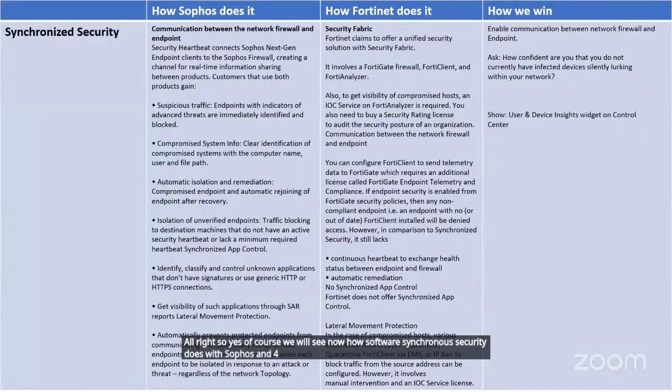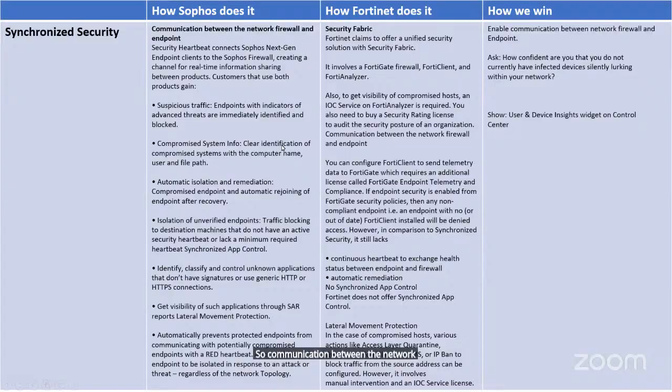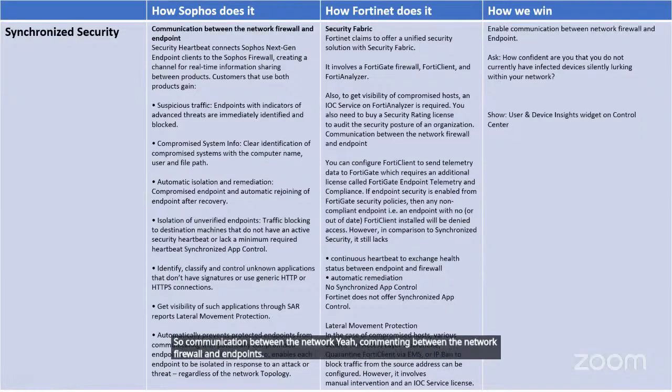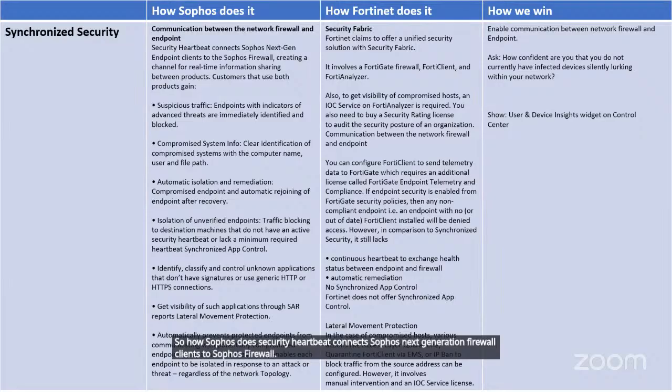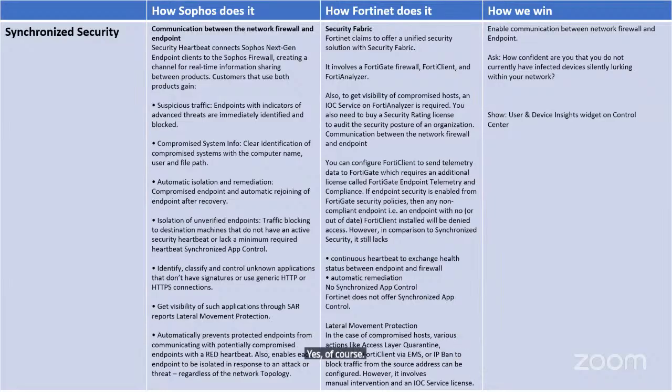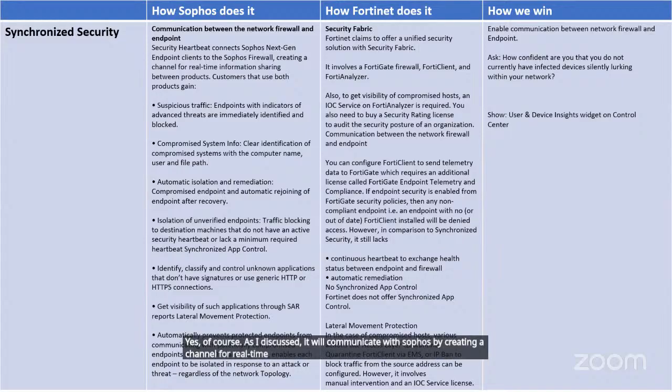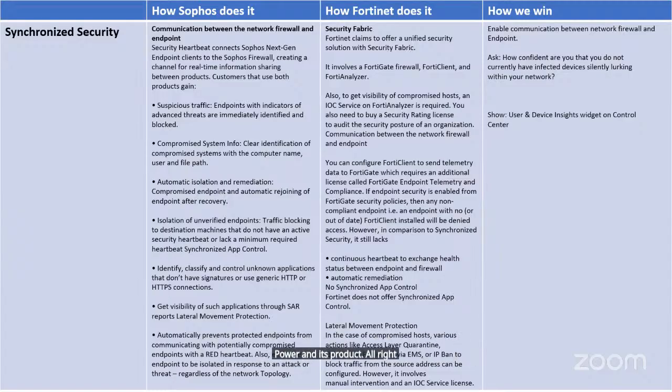All right, so yes, of course, we will now see how Sophos Synchronized Security works with Sophos and FortiGate again. So, communication between the network firewall and endpoints. How Sophos does it: Security Heartbeat connects Sophos next-generation firewall clients to the Sophos firewall. That means your Sophos endpoints, yes, of course, as I discussed, will communicate with the Sophos firewall, creating a channel for real-time information sharing between products. The customer can use both products again. This is the difference why you should use Sophos firewall and its products as compared to FortiGate.